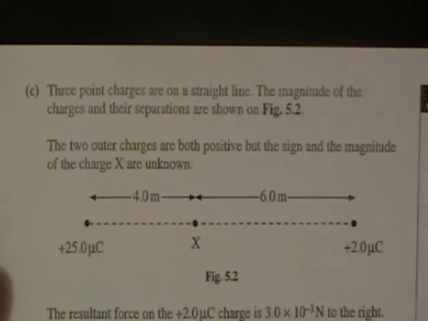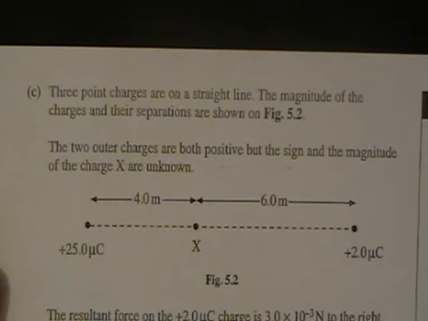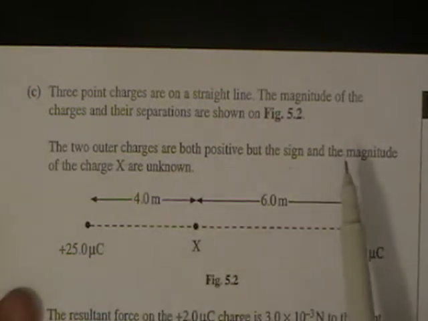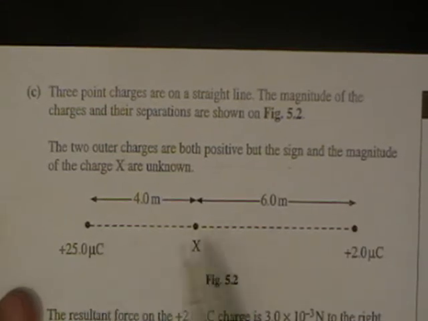Another calculation, this again is quite a tricky calculation. Okay, so we've got 3-point charges on a straight line. The magnitude of the charges and their separations are shown. So the two outer charges are both positive, and x is an unknown charge. So this is 25 microcoulombs, 2 microcoulombs separated by 10 meters, and x is 4 meters from the 25.